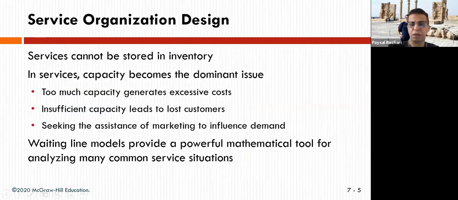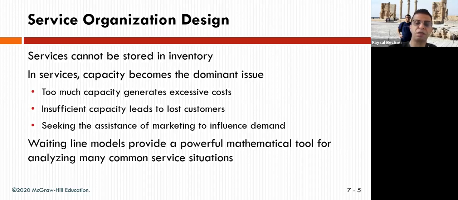Now, the service organization design. How are we going to design the service organization? According to what? Service cannot be stored in inventory. So as we said in the beginning, it's a perishable good. In service, usually capacity is the dominant issue. So you cannot have something in the warehouse. With capacity, if one person can deliver service for 10 people, two people can deliver service for 20 people, and so on.